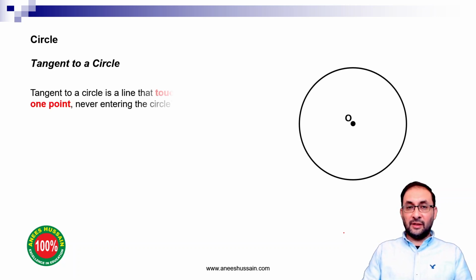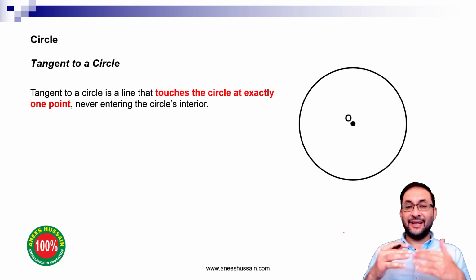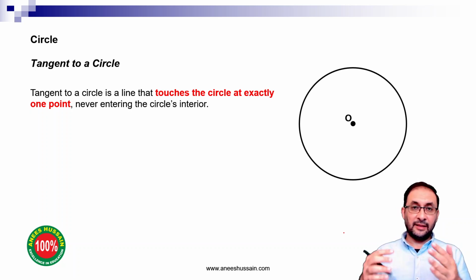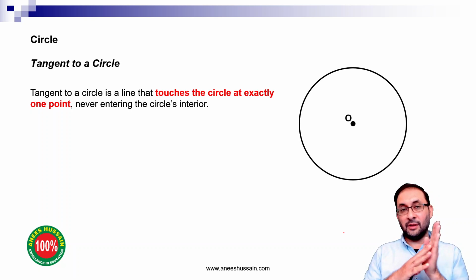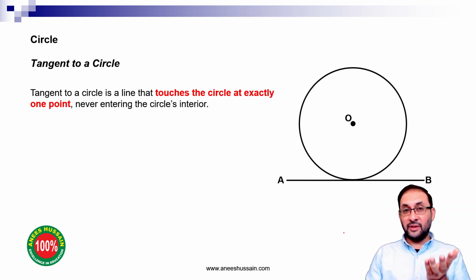A tangent is a line that just connects with the circle at a point on the exterior of the circle, never entering inside the circle. So it's a line that is just touching the circle on the circumference, never going inside the circle. For example, line AB here is tangent to the circle.